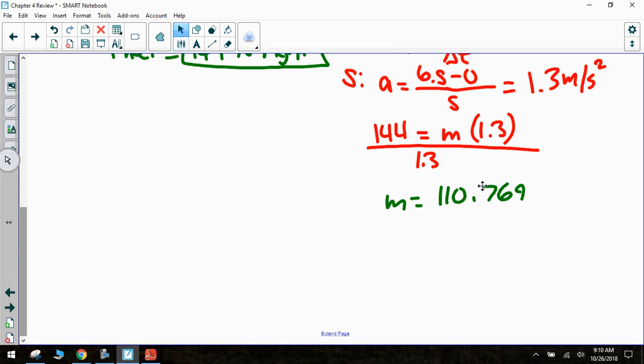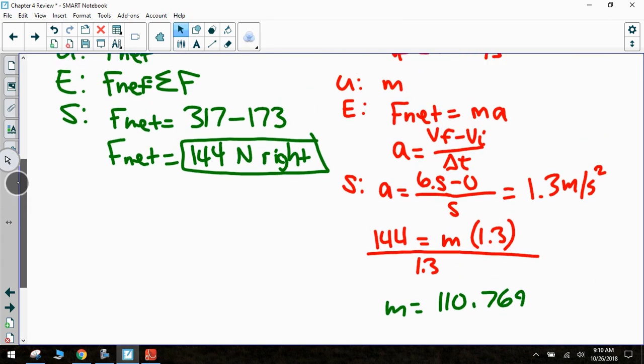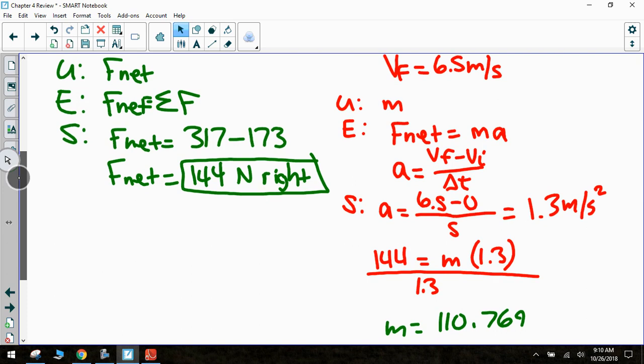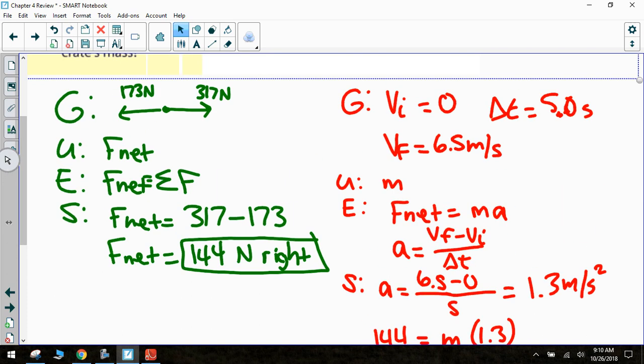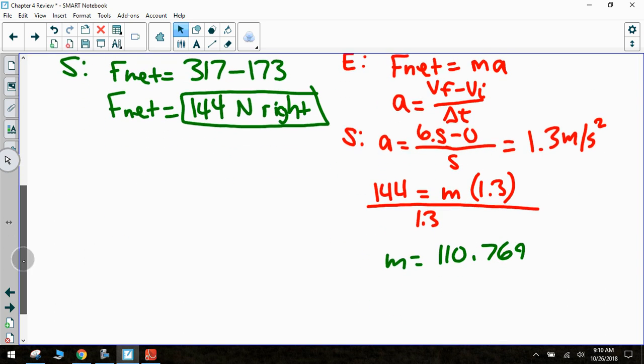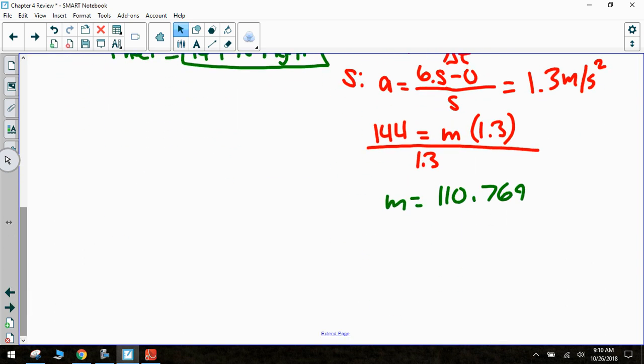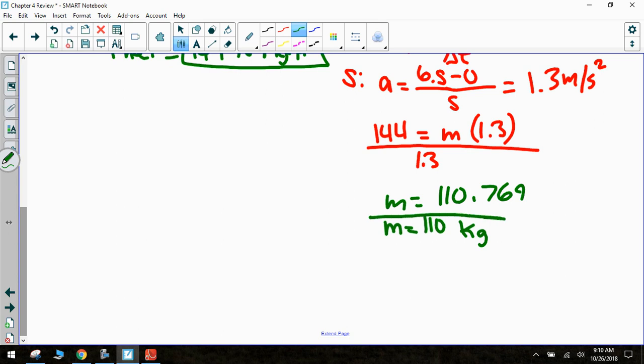Let's check my sig figs. Look at my sig figs. How many were here? 3. How many were here? 2. So when I come to round, I got to round to the right number of sig figs. That's right. So the mass is going to equal 110. What's the unit for mass? kg, kilograms. Does it have a direction? No, because mass is a scalar. Don't put a direction on your test on mass.